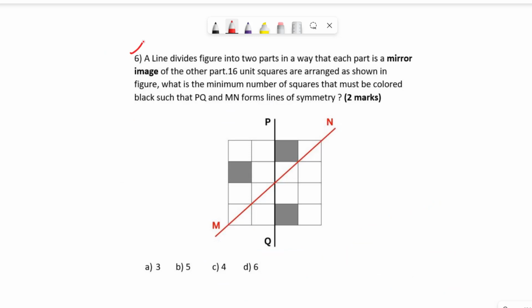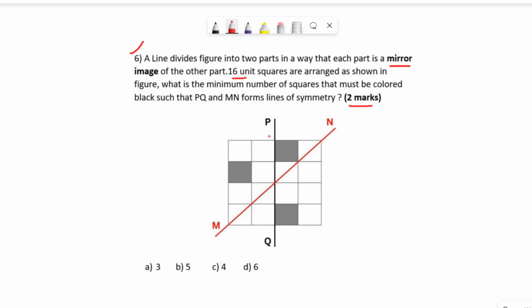Now let's read this question. This is also asked for 2 marks, and it's very simple. This question belongs to mirror image, spatial ability. A line divides a figure into 2 parts in a way that each part is a mirror image. So we can see that there is a symmetry line drawn from P to Q and M to N. The question is: 16 unit squares are arranged as shown in the figure. What is the minimum number of squares that must be colored black such that PQ and MN form lines of symmetry?